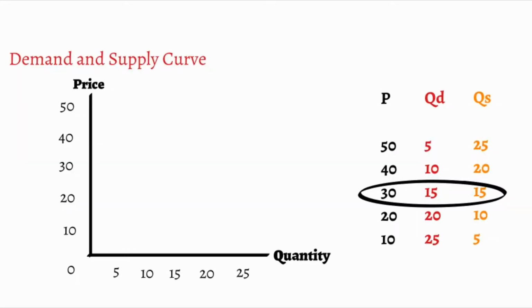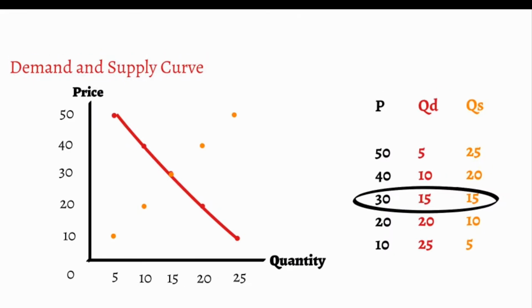Using the demand and supply curve, we will try to get the equilibrium price and quantity. The vertical axis is the price axis, and the horizontal axis is the quantity. Just by looking at the demand and supply schedule, we can already know what is the equilibrium price and quantity. First, we are going to plot the quantity demanded based on the given example. After plotting the quantity demanded, next we will plot the quantity supplied.